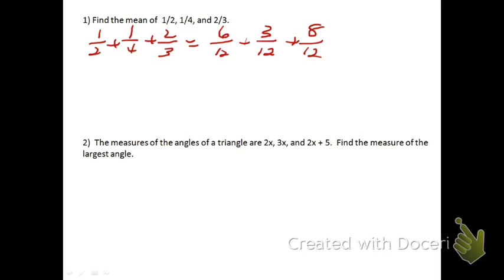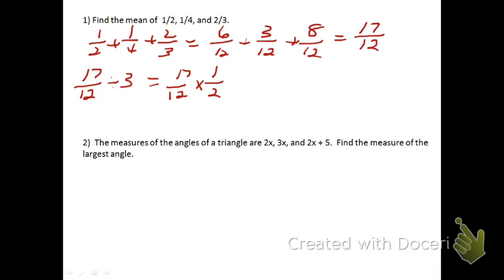Adding these together, we get 9 plus 8, we end up with 17/12. Well, last thing then, we need to divide it by 3 for the average or the mean. Divided by 3. And so when we divide with a fraction, we take the reciprocal of the one we're dividing by and multiply. So we end up with 17/36. So that would be the mean of those three fractions.